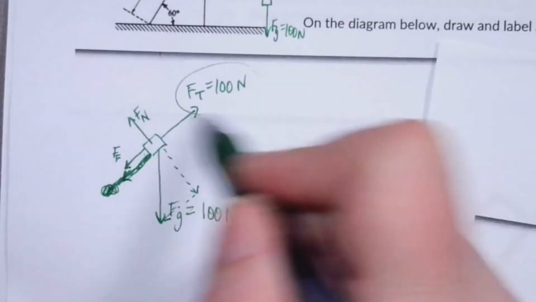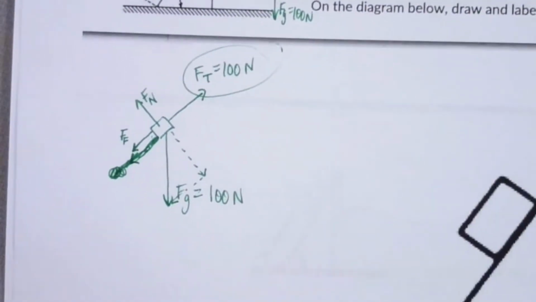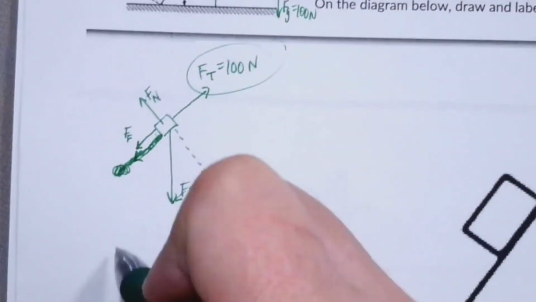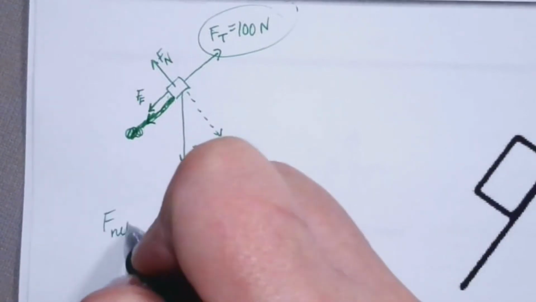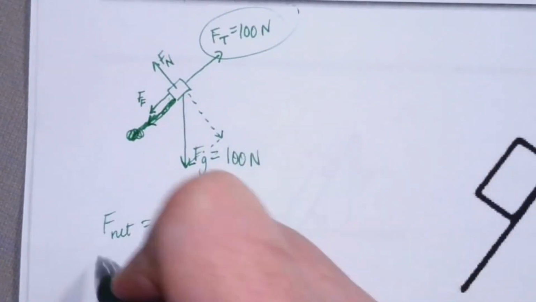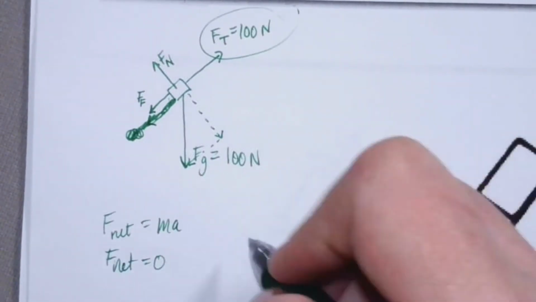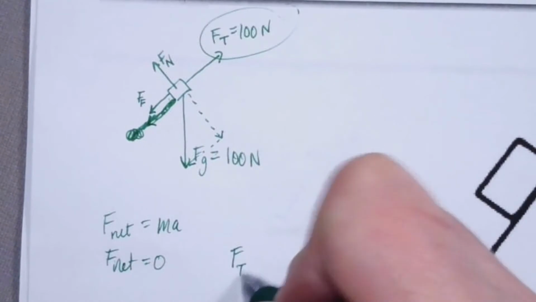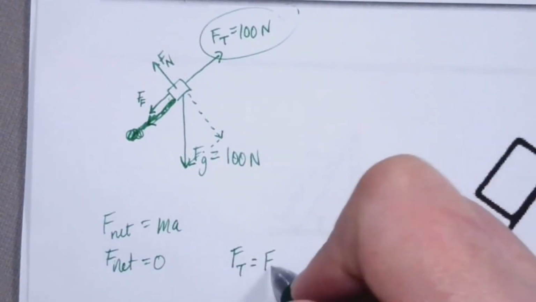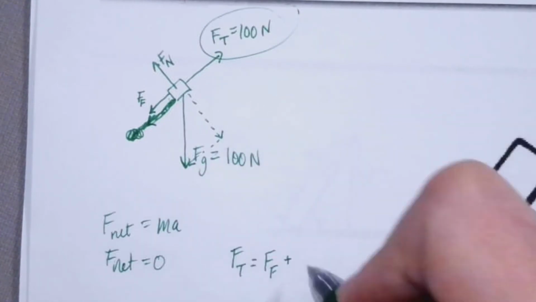Okay, the next question asks us, what's the tension in the string? Great, we already got that, 100. And then determine the magnitude of the frictional force acting on the box on the plane. So using Newton's second law, we can say F net equals ma. We know it's remaining at rest, so we know that F net is 0. And we know then that force of tension would be equal to force of friction plus this component down here, which is Fg sine theta.